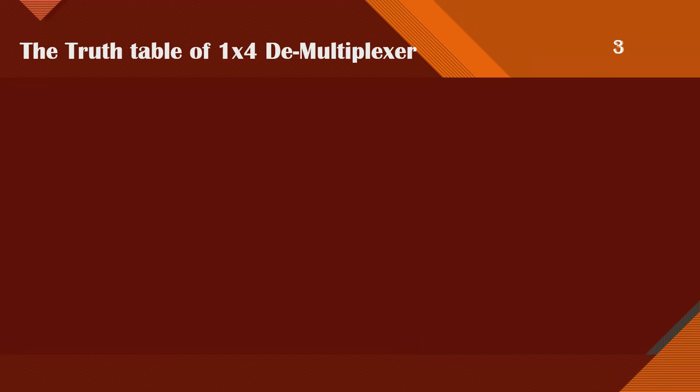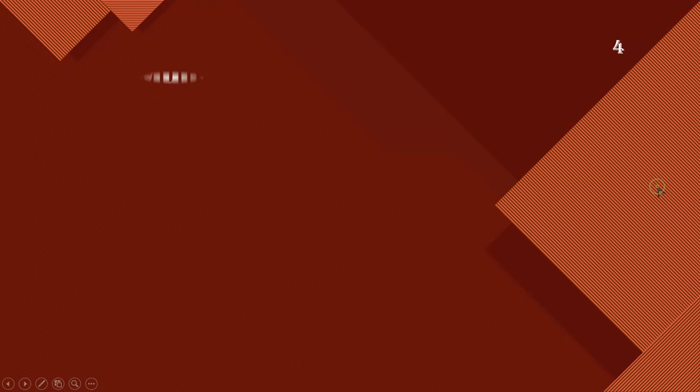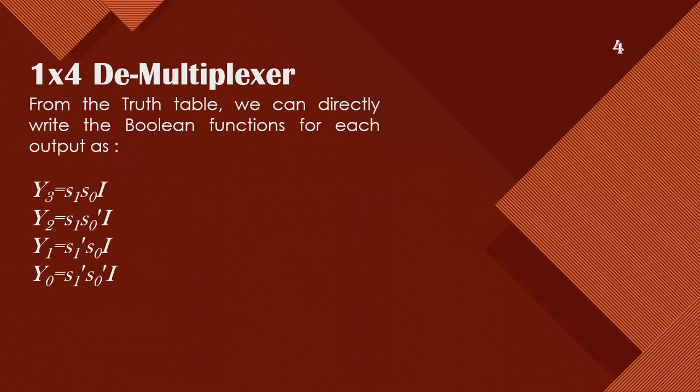Now we come to the truth table of the 1 into 4 demultiplexer. The selection lines are 00, 01, 10, 11, and the outputs are given. You will find that the 1 comes diagonally, because the input goes to the particular output. From the truth table we can directly write the Boolean function for each output: Y3 with S1, S0 and I, Y2, Y1 and Y0 likewise with S1, S0 and I.